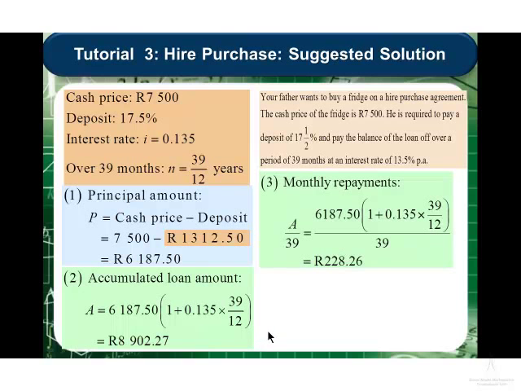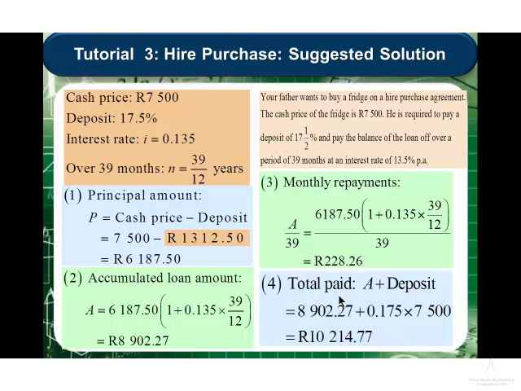In part 3, we were asked to find the monthly payments. Now clearly the monthly payments will be the accrued or accumulated loan amount divided by the number of months over which this loan must be paid off, and it is specified as 39. So dividing that by 39, we get an amount of 228 Rand and 26 cents.